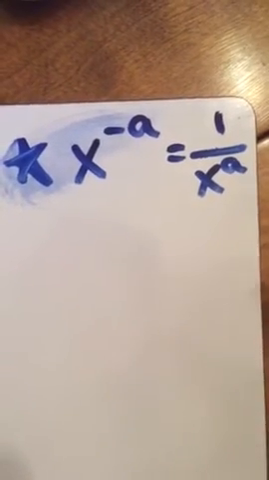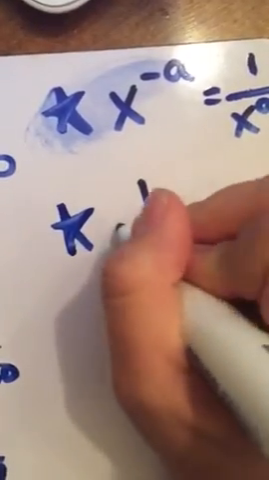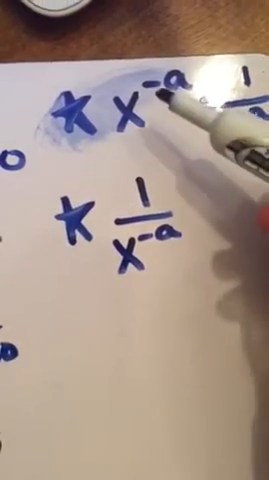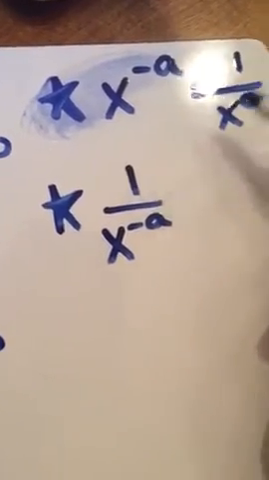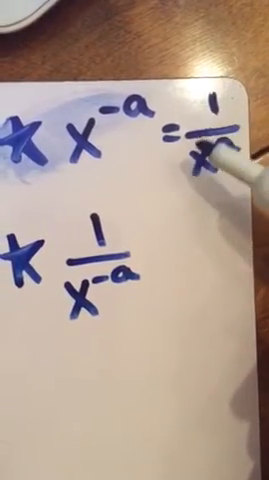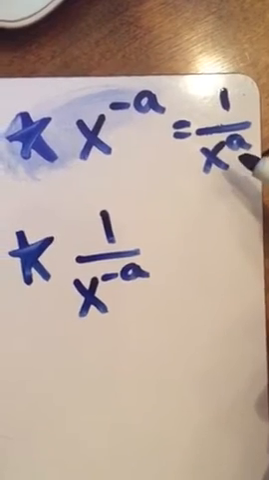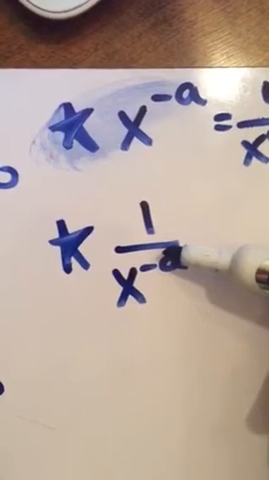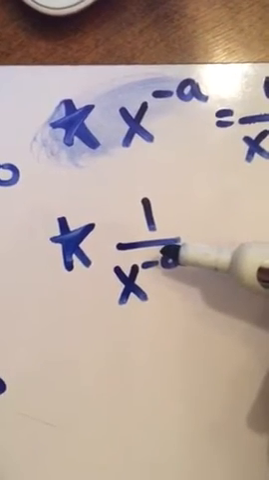However, what we need to look at is what happens vice versa. If I had, let's say, 1 over x to the negative a. These are different. Same with this, it's different. This was x to the a where my exponent was positive in the denominator, but now my x has a negative exponent in the denominator.